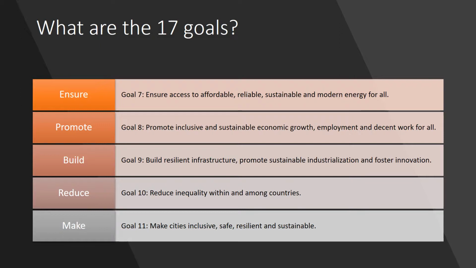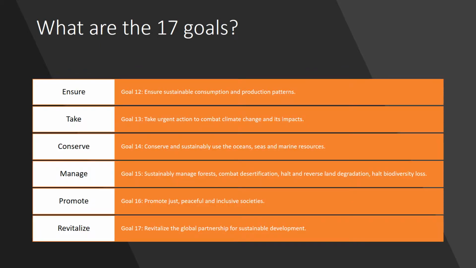Goal number nine, build resilient infrastructure, promote sustainable industrialization, and foster innovation, which means take care of innovation. Goal number 10, reduce inequality within and among countries. Goal number 11, make cities inclusive, safe, resilient, and sustainable. Goal number 12, ensure sustainable consumption and production patterns.